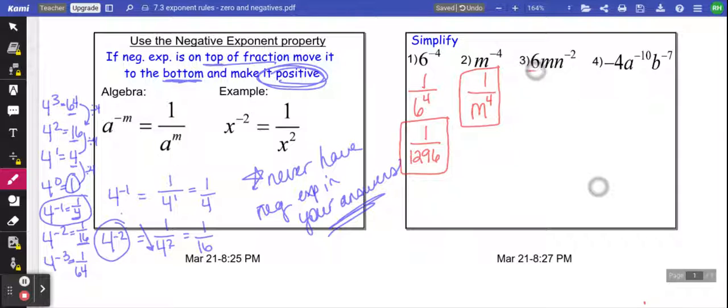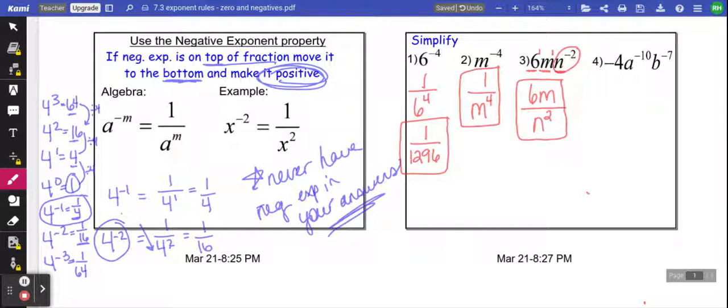Now, each one of these is an individual term with its own exponent, right? So anything that has a negative exponent, again, has to go to the bottom and become a positive. So for this one, 6 and m are already positive exponents, so they're going to stay on top. N has the negative exponent, so it's going to drop to the bottom, and its exponent is going to become a positive. We can't type anything else in, so that would be our answer.